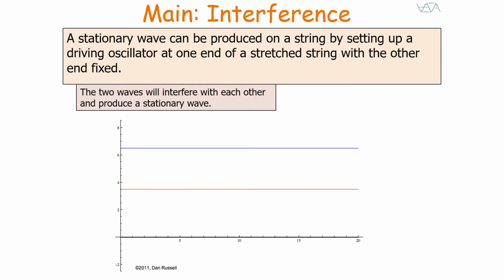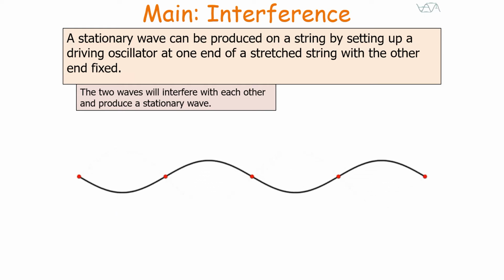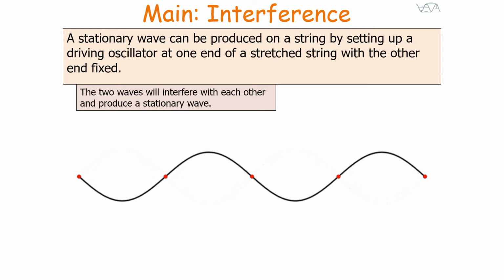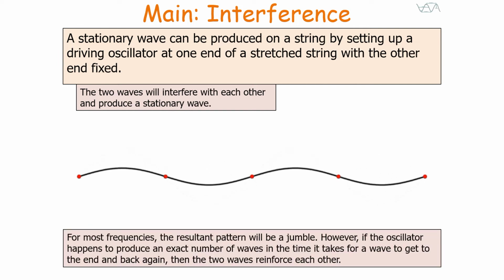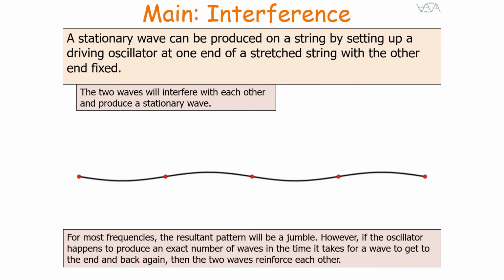You can see it more clearly in the following animation, which shows you the idea of both of the waves working through. Now, it's also important to note that your standing wave overall will look something like the following animation below. Now, for most frequencies, the resultant pattern will be a jumble.